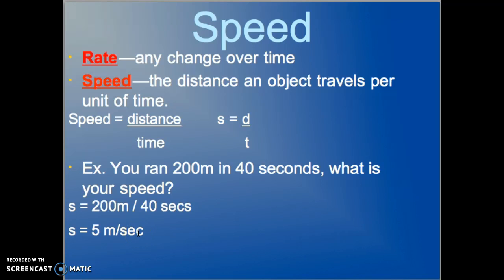When we're working in physics, your units matter. 5 meters per second is not the same as 5 miles per hour. If you just put 5, I have no idea what you're talking about. You have to carry your units all the way through.